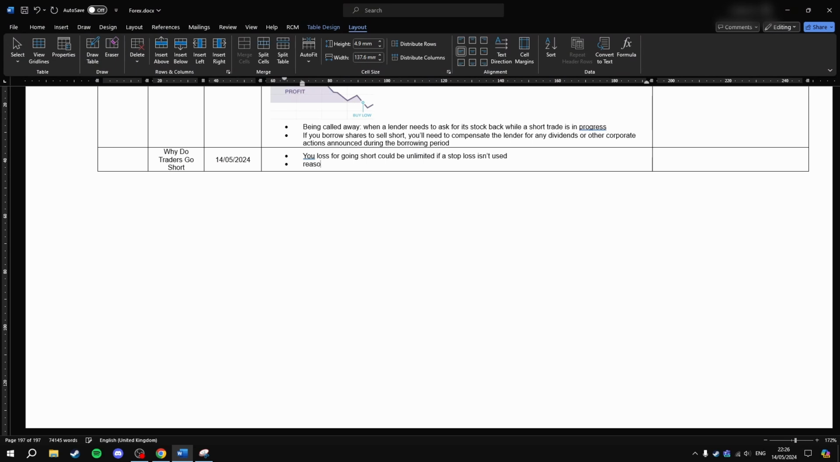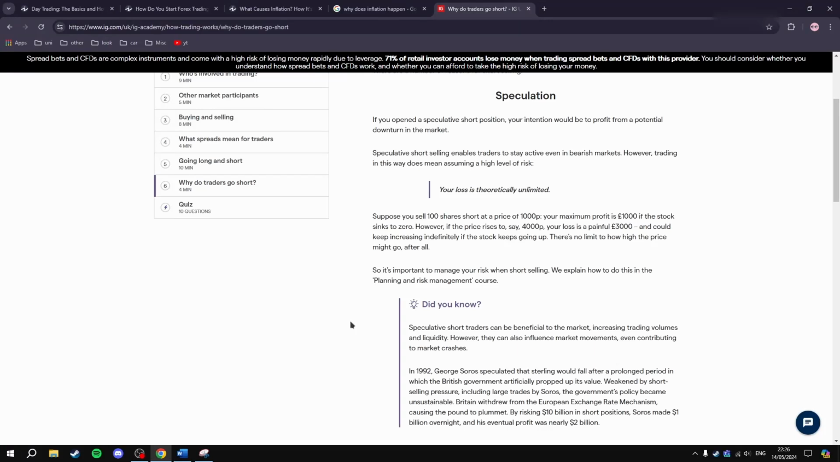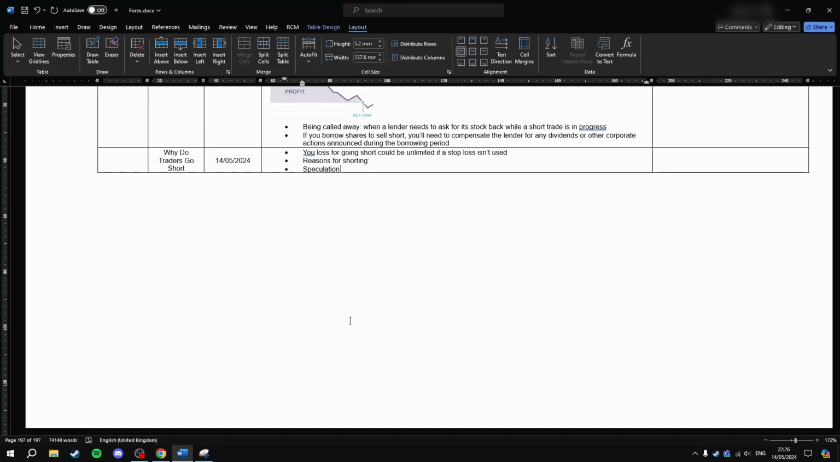So, reasons for shorting. Speculation: you intend to profit from a downturn in the market.